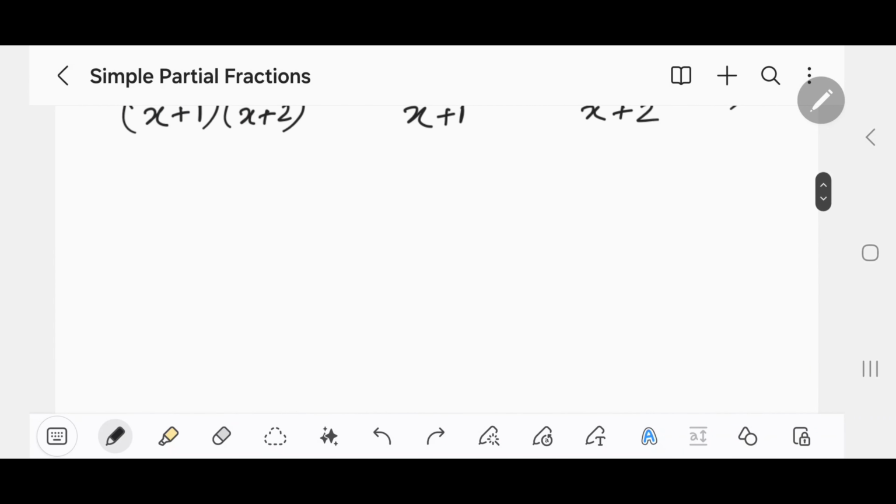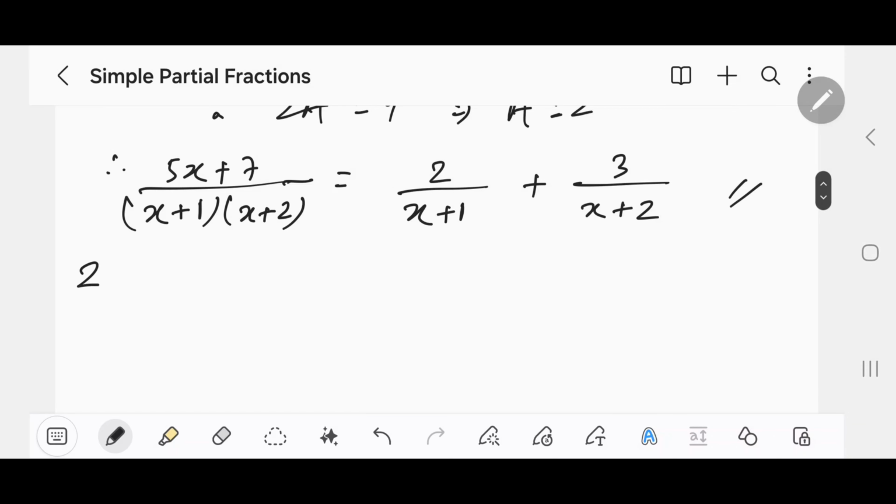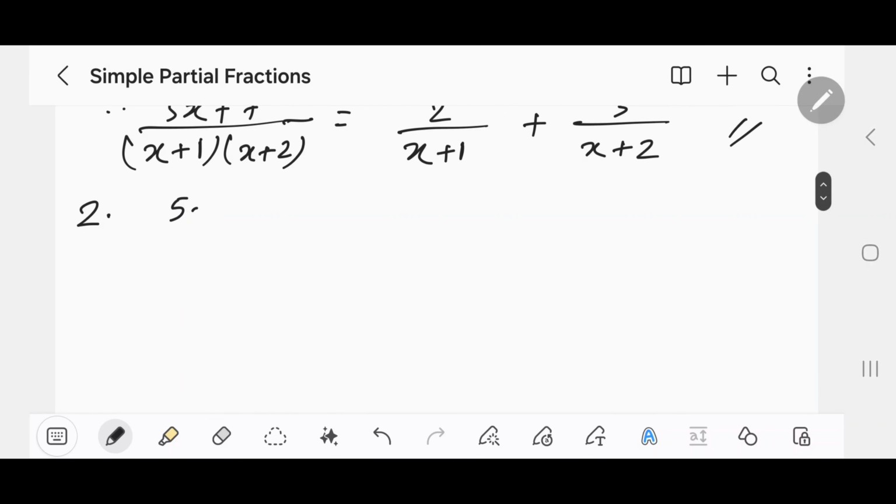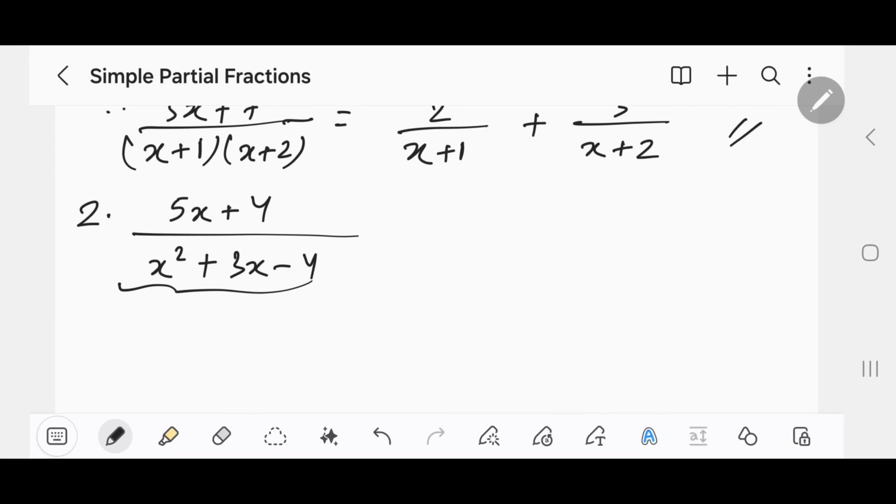Let's try to solve another question. Let us suppose we are given to resolve (5x + 4) / (x² + 3x - 4). Now don't get confused here. Since there is only one expression, we cannot say these are in the form of a product of factors, right? So we may have to factorize the denominator here.